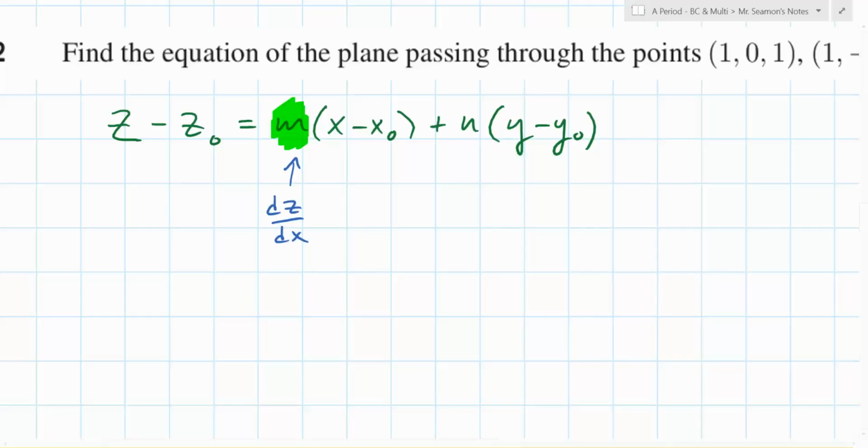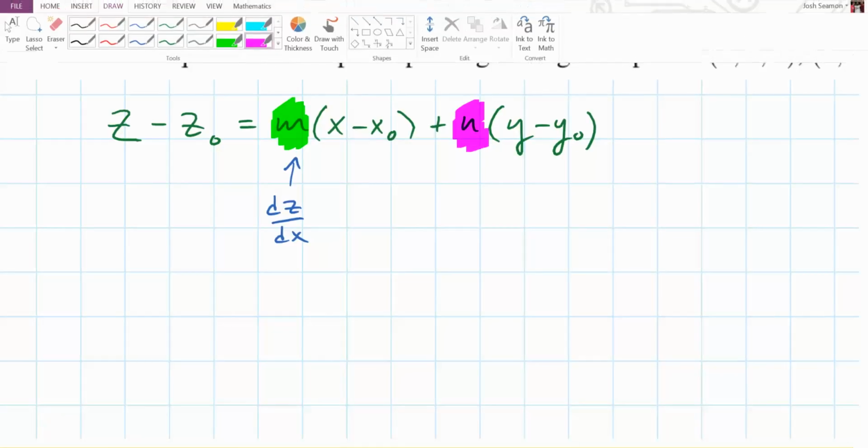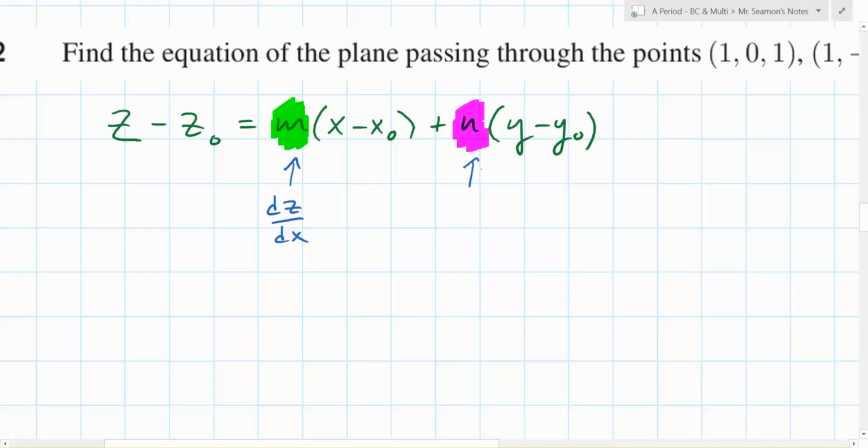Let's go to purple. What's this represent right there? I like this, dz dy. So this means right here, as you move along the x-axis in the positive direction, how does the height change? Height now is not y. Height is what? Z. You're also at a point, and then you go in the y direction. How does the height change?